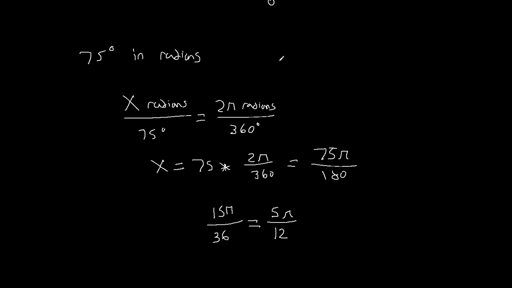So let's just think for a second here. If 0 degrees is going to be 0 radians, and 90 degrees is going to be pi over 2 radians, and we know 75 is pretty close to 90, we would expect it to be close to pi over 2, but not quite pi over 2. And just to be clear, pi over 2 in this case would be 6 over 12. So we are slightly less than pi over 2, which is exactly what we would expect. So this is our answer. So 75 degrees is equal to 5 pi over 12 radians.